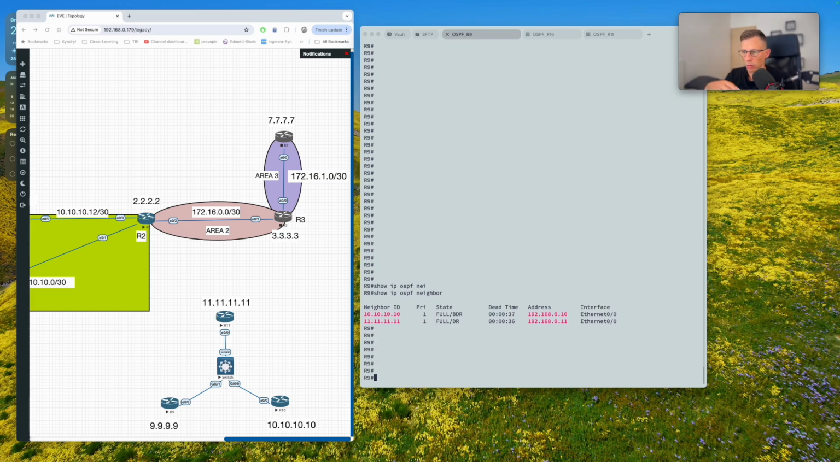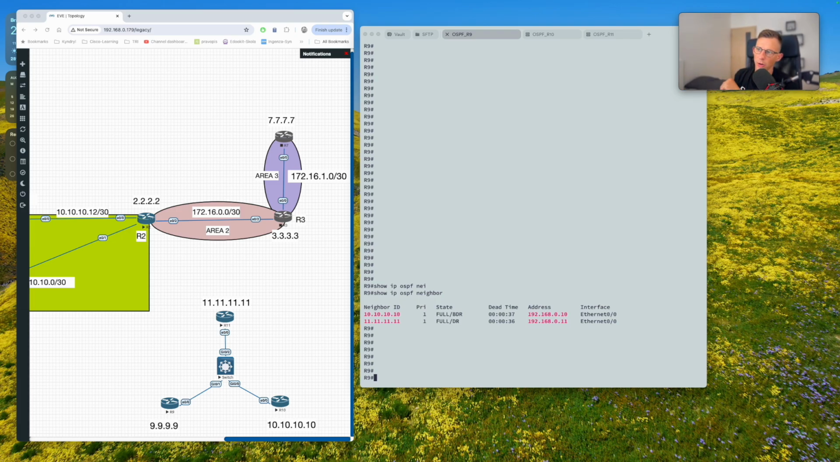Now, how can we influence the election process of the DR and BDR? Sometimes in network design, you would prefer certain routers to be the DR or BDR rather than others. So we can influence it. One way we can do it is by configuring the highest router ID in OSPF.